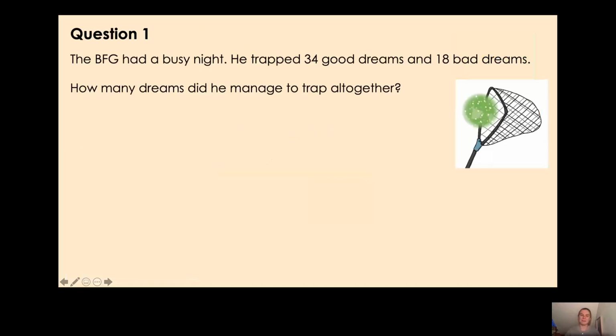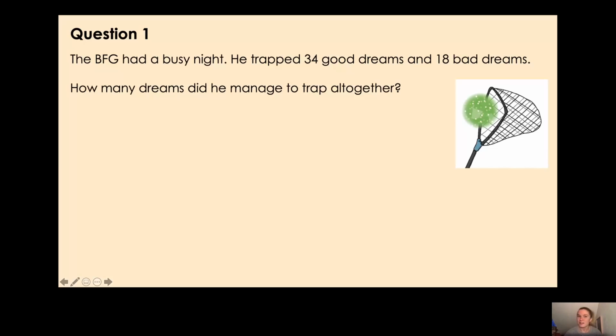Okay, so number 1, the BFG had a busy night. He trapped 34 good dreams and 18 bad dreams. How many dreams did he manage to trap altogether? Now, what are we going to need to do for this question? Well, we need subtraction, division, addition, or multiplication. Pause the video now and have a go at answering this first question.